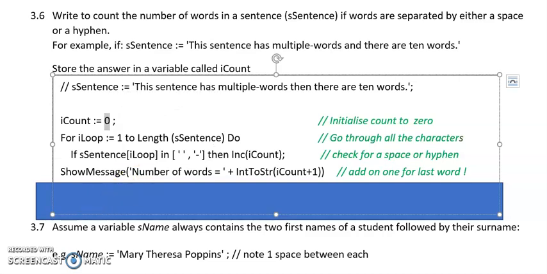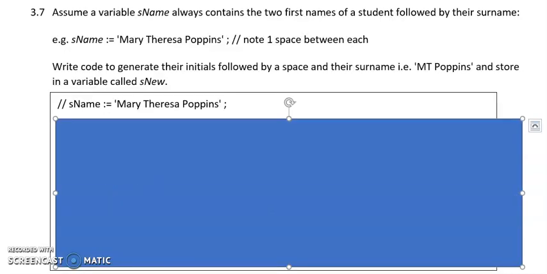Right, our last and perhaps longest example is going to be this one. Although it's lengthy, it's very repetitive, as we'll see. Assume a variable S name always contains the first two names of a student followed by their surname. Okay, so I've got Mary Teresa Poppins. Note one space between each, so that's making it consistent. Write code to generate the initials followed by a space and their surname, for example, MT Poppins, and store it in a variable called SNew.